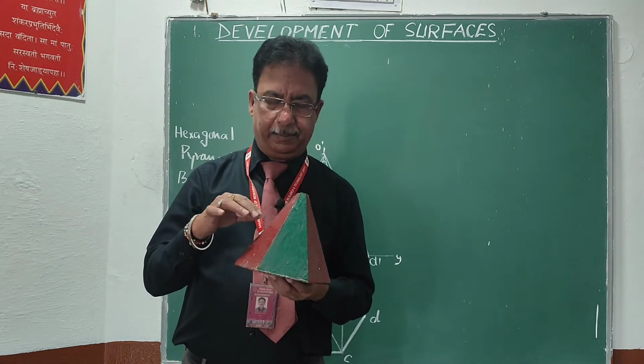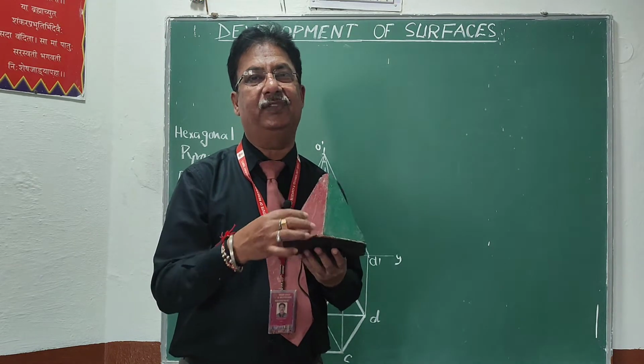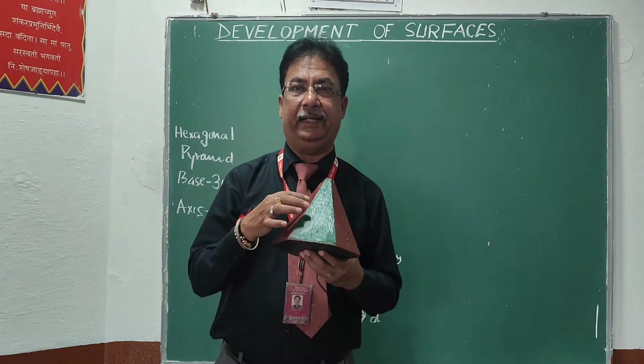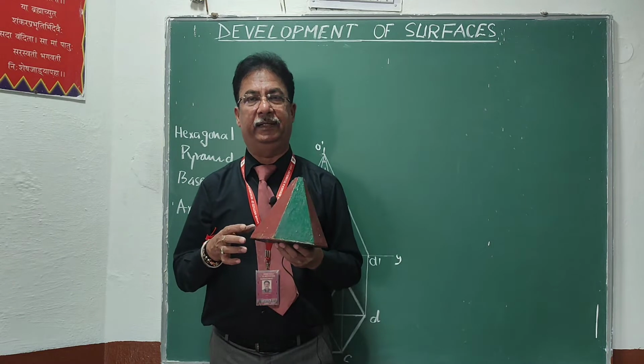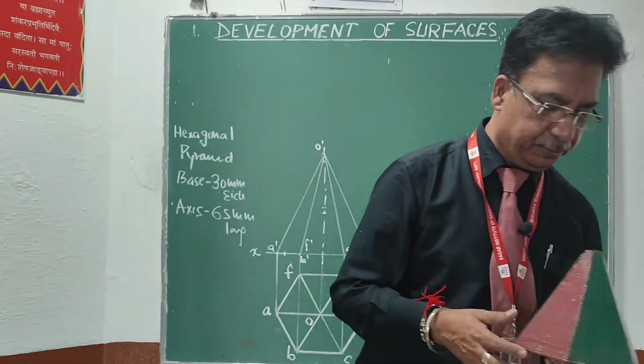As you know, the lateral part of the development of this solid will be 6 isosceles triangles of this size. The size will be the base side and the slant height. Two sides will be equal to the slant height. So I am going to get 6 isosceles triangles. How are we going to solve this problem?